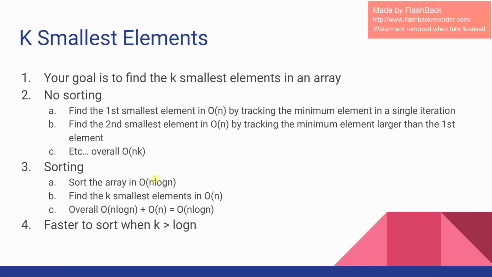Now, the reason why this O(n log n) algorithm might be better than the O(n times k) algorithm is that k could actually be larger than log n. An example of where this can happen is if you need the 15 smallest elements in an array of size 1000. It's already faster to sort the array than it is to do 15 individual passes.